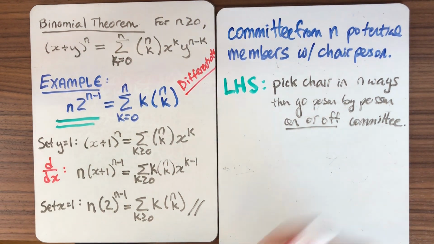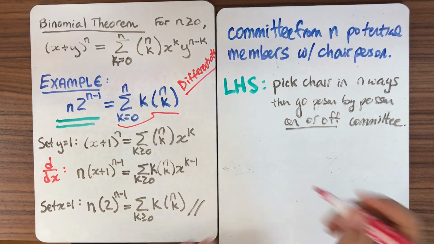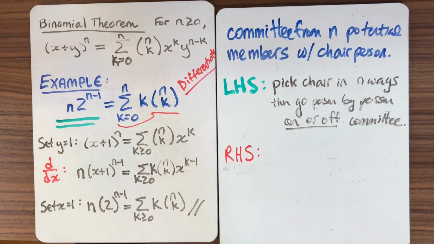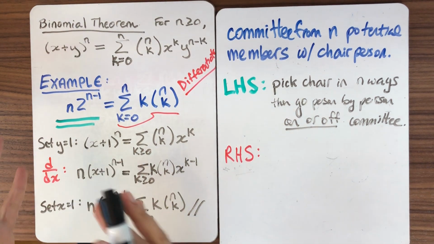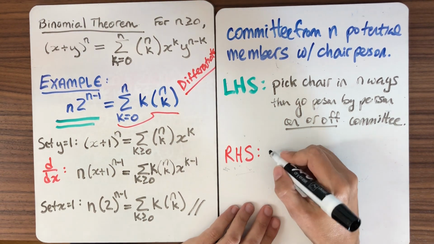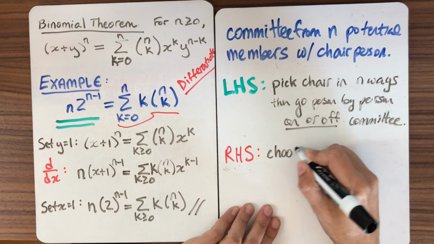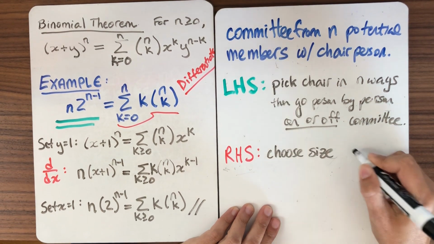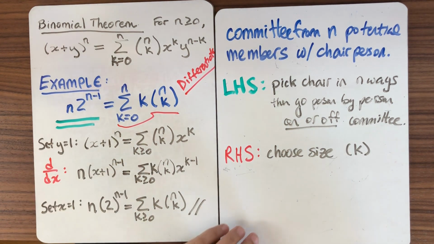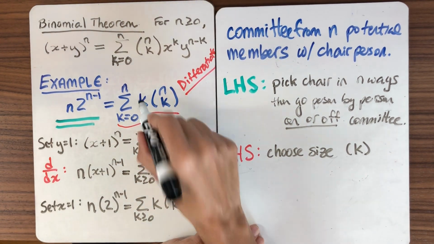So now, what about the right-hand side? How does the right-hand side count the same thing? Again, these problems all have the same flavor. If you do enough of them, you sort of start to pick it up. On the left side, I just go person by person. And on this side, I usually think about the structure of my committee. So I'm going to choose a size of my committee, which we're going to denote by k. Now here, there wasn't really a size 0, but let's go with it because the algebra works out.